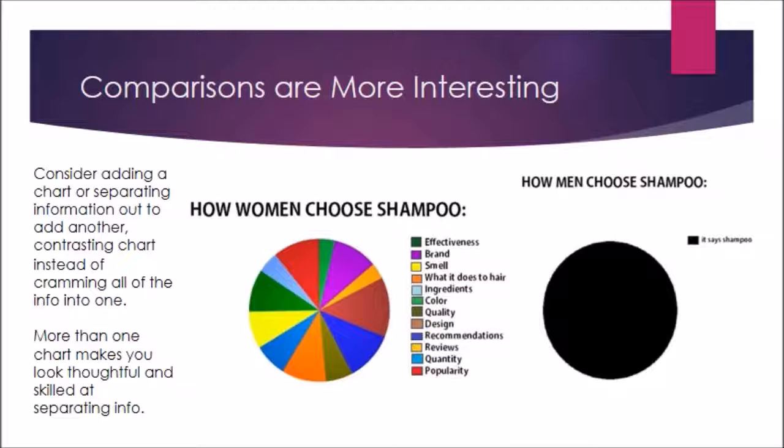So comparisons are more interesting. They're showing two different charts, how women choose shampoo and how men choose shampoo. Men choose shampoo, clearly, based on how it says shampoo. Women choose shampoo based on a myriad of different things, mostly evenly balanced. So consider adding a chart or separating out information to add another contrasting chart instead of cramming all the information into one chart, graph, or table. More than one chart makes you look thoughtful and skilled at separating info and making your reader think.